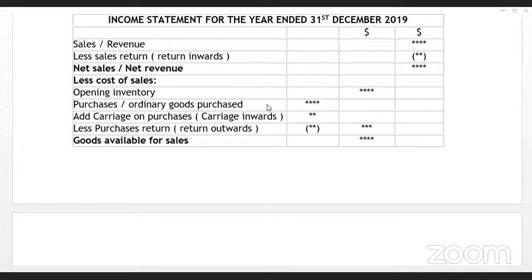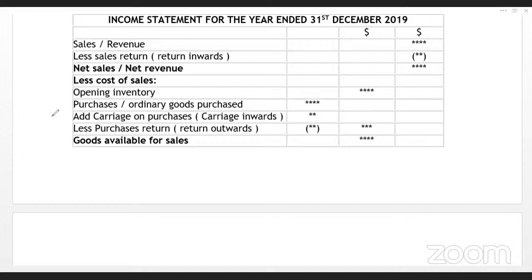But don't forget, there will also be scenarios when the owner of the business withdraws some goods for private use. We have goods in my shop, then I take out some products from the shop for my family, those are drawings. So if we have goods that are withdrawn from the business, they are also going to reduce your goods that are available for sale. So if I have goods that have been withdrawn, I will still show that under this part of the cost of sales as a deduction.